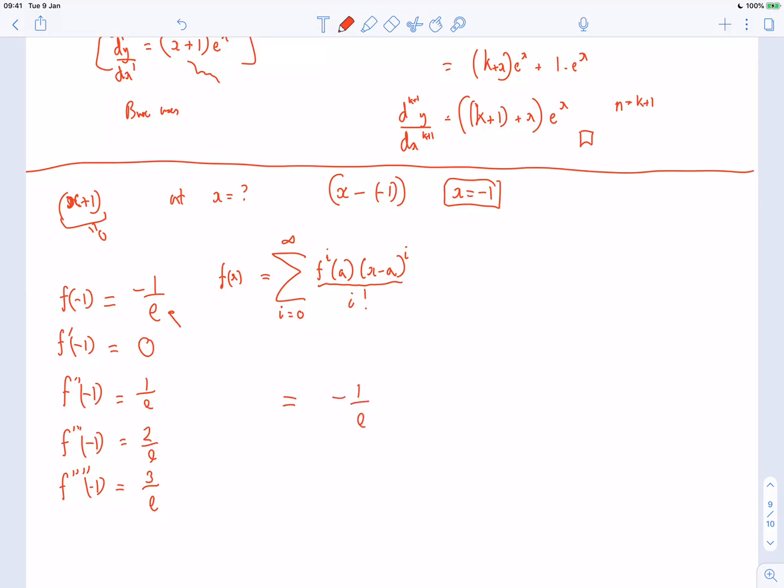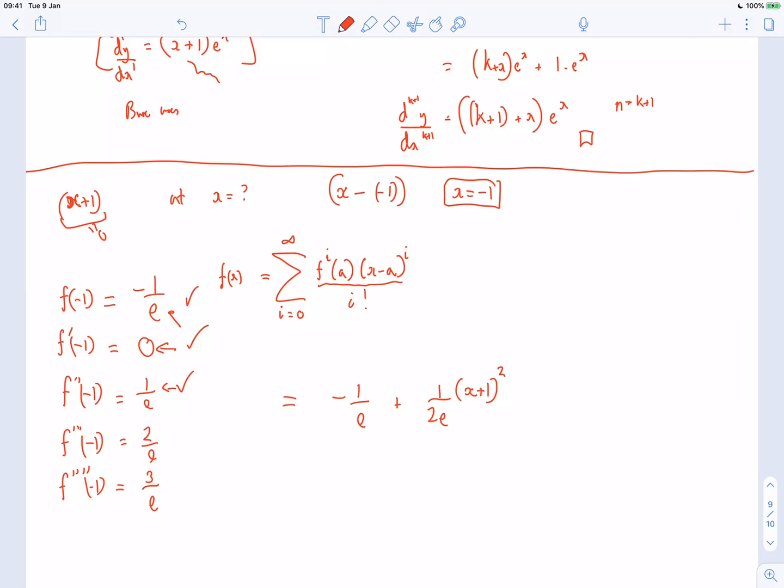That's the first term. The next term would be f dashed when you sub in minus 1. Because that's a 0, I'm going to ignore it. So that term's done, that term's done. Next term, so plus, it's going to be f double dashed when you're subbing minus 1, over 2 factorial. So that's 1 over 2e, and then times by the x plus 1. And this, because it's the double dash, that's squared.